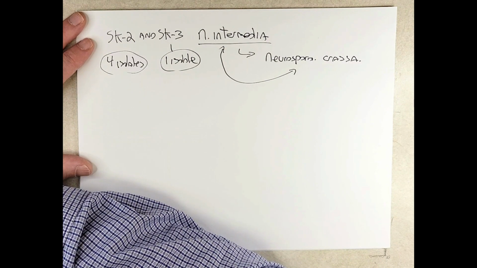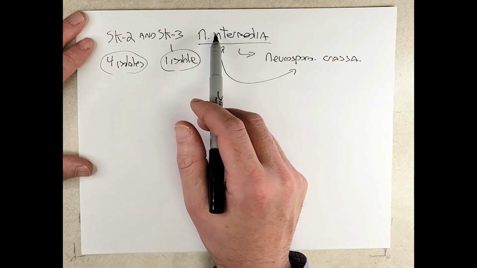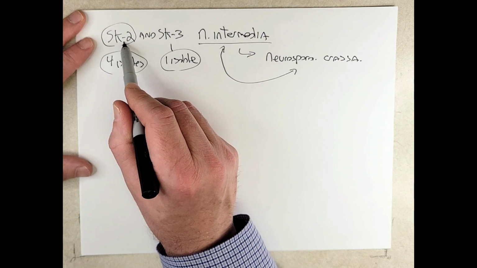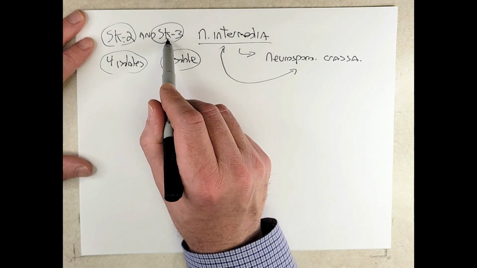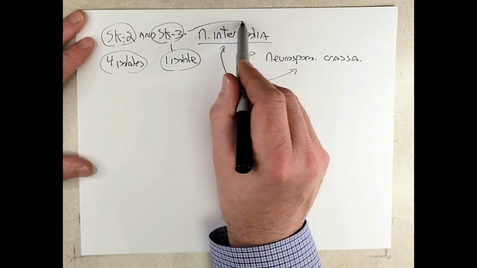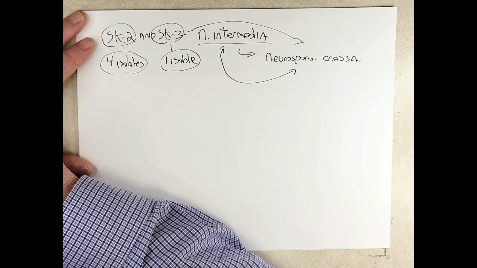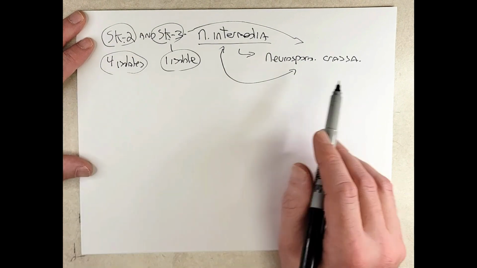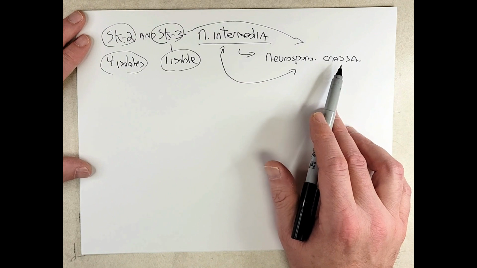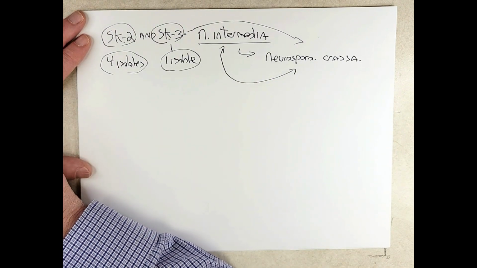Mating doesn't work well. They don't produce very many offspring, but it allows researchers to move genes, say the genes that control SK2 based spore killing and the genes that control SK3 based spore killing in intermedia, and move them over into Neurospora crassa for studies that are just easier to do with Neurospora crassa because it's well known. It's a better known organism than Neurospora intermedia, and there are a lot of tools for doing genetic analysis with this species.